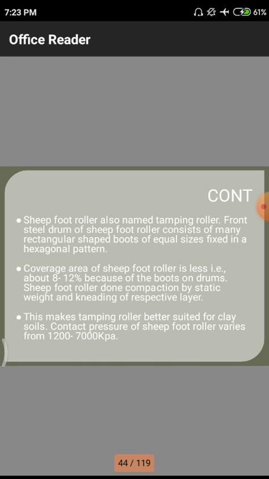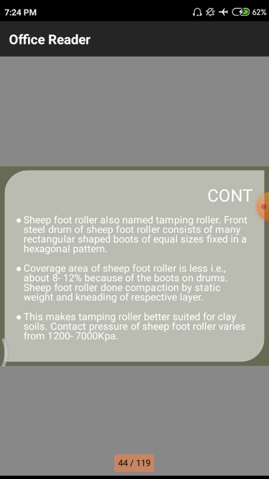That means the shape is hexagonal, having 6 faces, so it has a hexagonal pattern. The coverage area of a sheep foot roller is less, about 8 to 10%, because the boots on the drums of the sheep foot roller do compaction by static weight, needing respective layers.